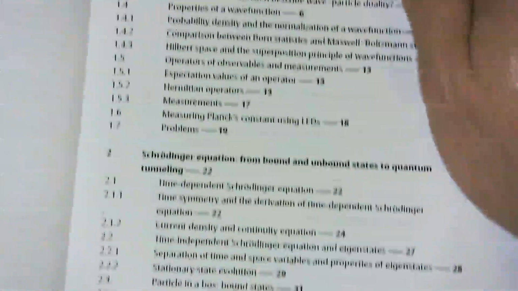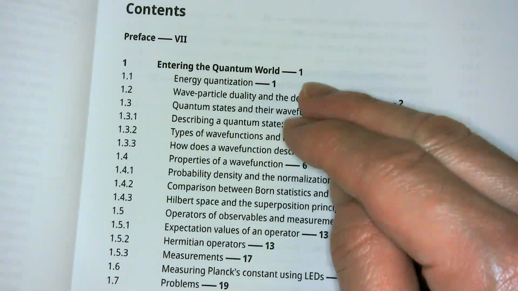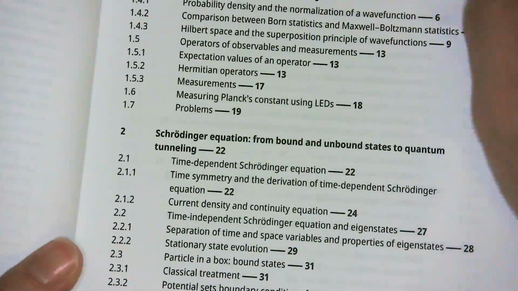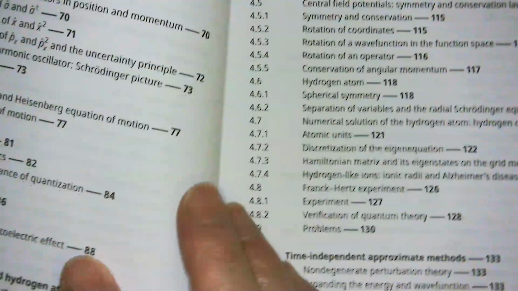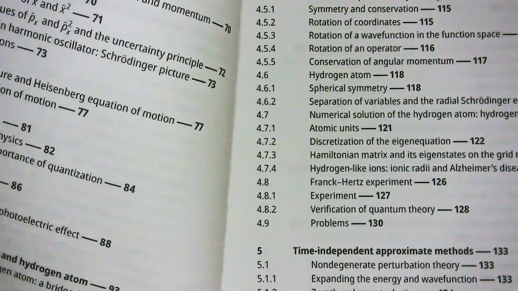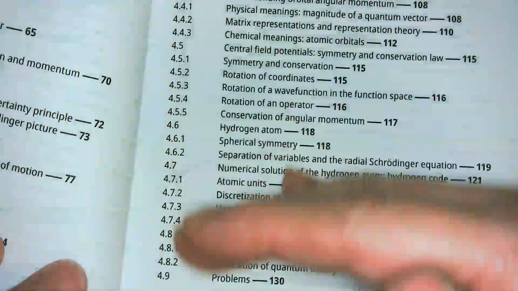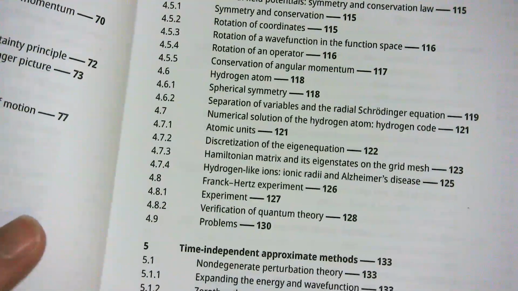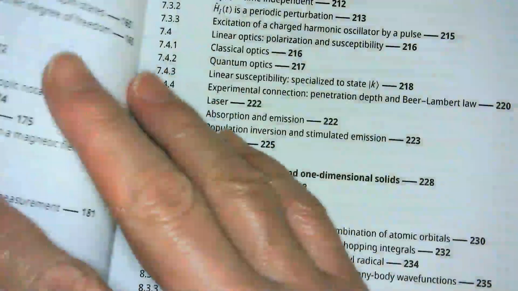Let's flip around. This is the table of contents, and we start from chapter number 1, and then move on to chapter number 2, essentially on the bound and unbounded states. Then chapter number 3, oscillators, and we keep going until chapter number 4, which I hope you can see is on the hydrogen atom. After the hydrogen atom, we decided we want to have time-independent approximate methods. This includes the perturbation methods and the variational method, which is on the next page, which I'm going to show you.